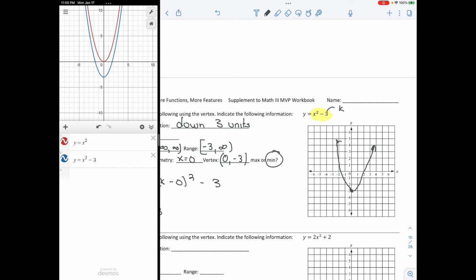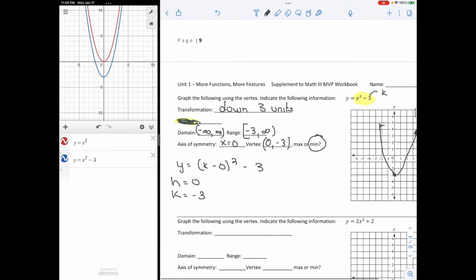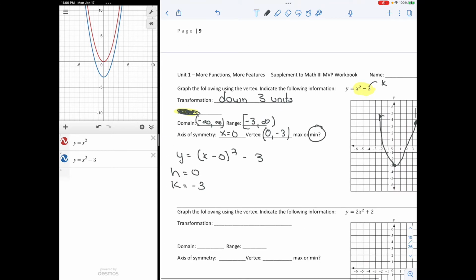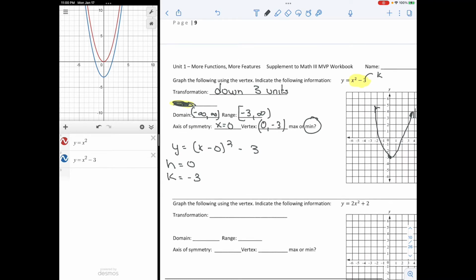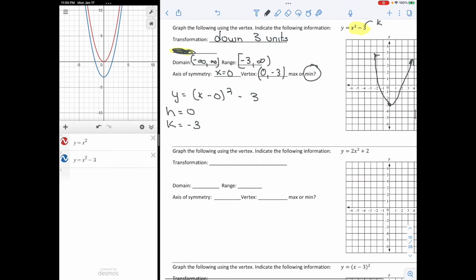Okay? Doesn't have to be brain surgery. Doesn't have to be exact. I just want to sketch it. I'm really checking to see its direction, and I'm checking to see its vertex. That's what I'm looking for.